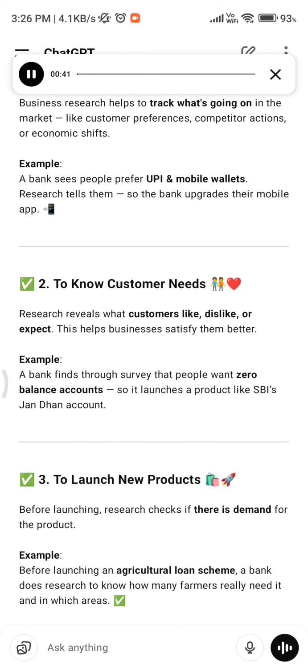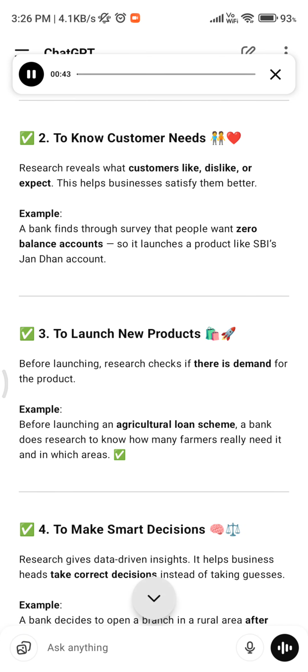2. To know customer needs. Research reveals what customers like, dislike, or expect. This helps businesses satisfy them better. Example, a bank finds through a survey that people want zero balance accounts, so it launches a product like SBI's Jan Dhan account.